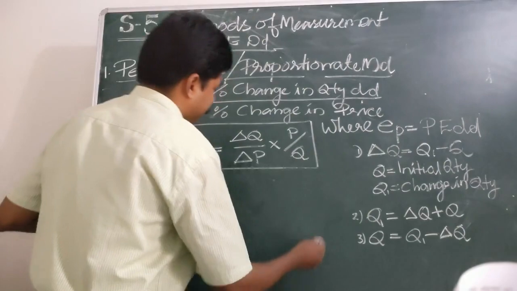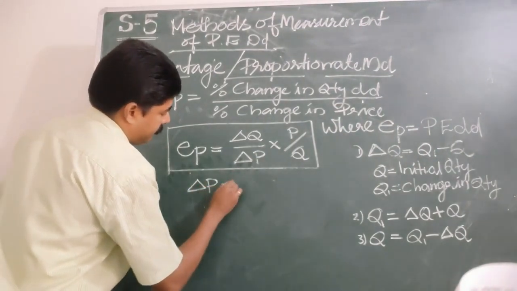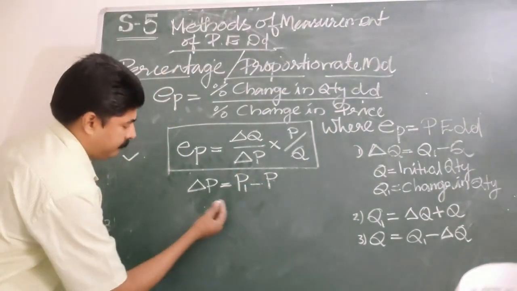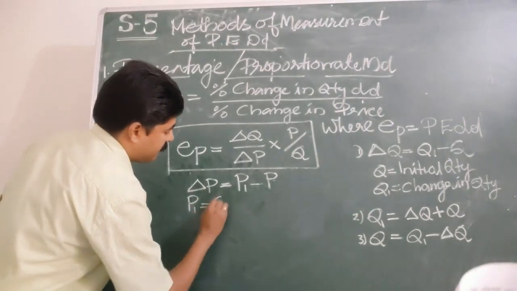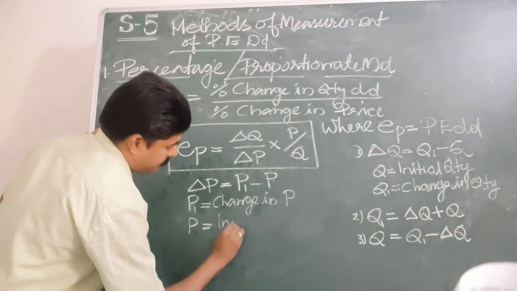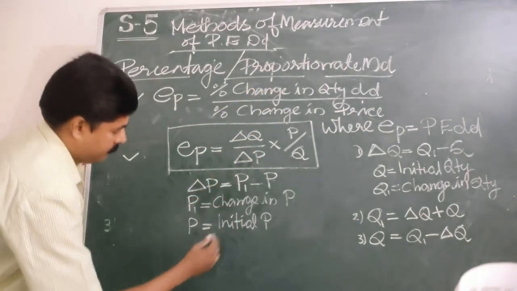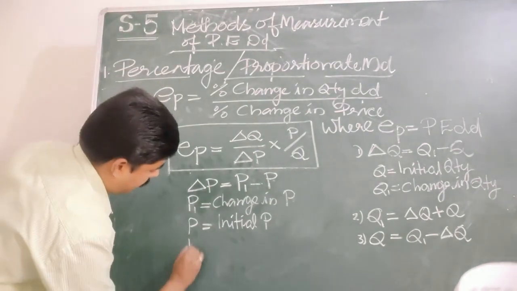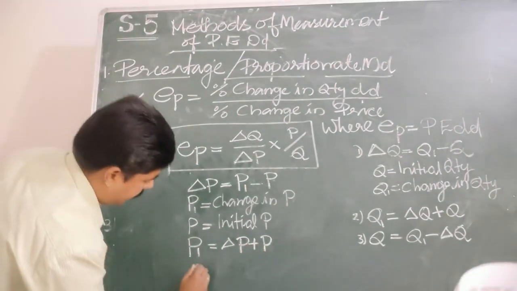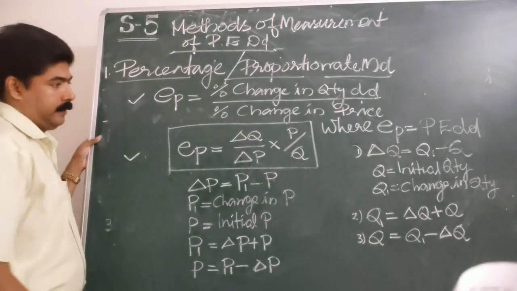Similarly, we can write delta P. What is delta P? P1 minus P. What is P1? P1 is change in price. P is equal to initial price. Therefore, delta P is equal to P1 minus P. In the same way, we want to get P1. P1 is equal to delta P plus P. To get P, P is equal to P1 minus delta P.